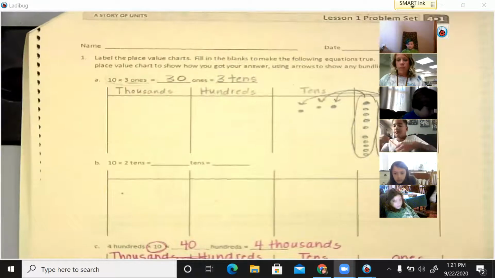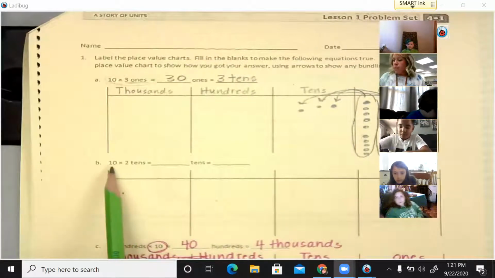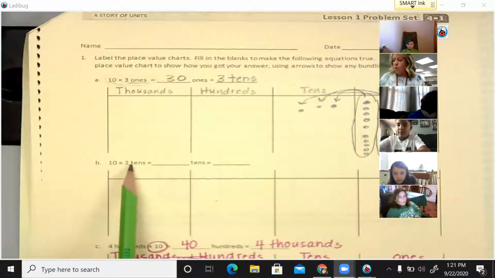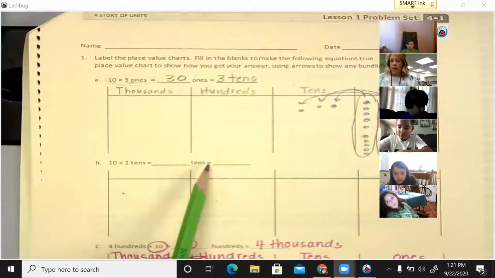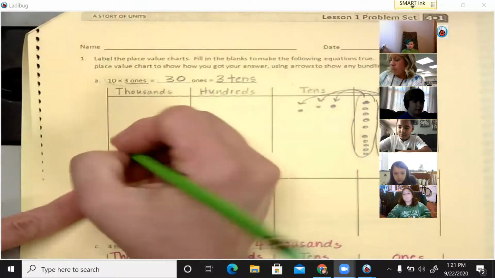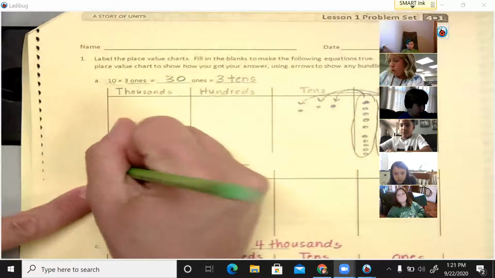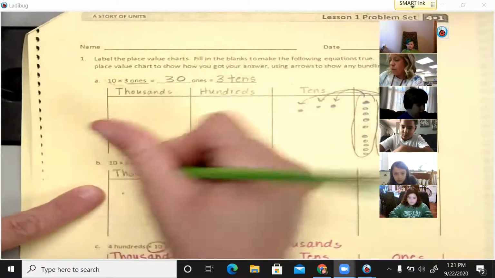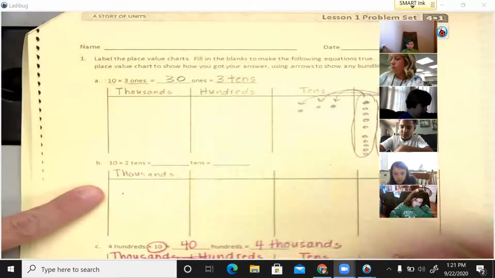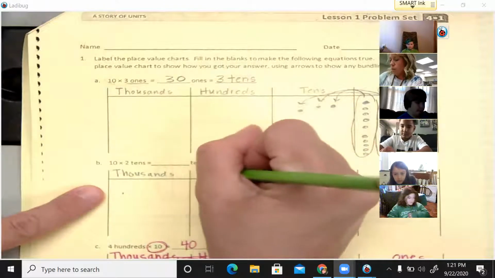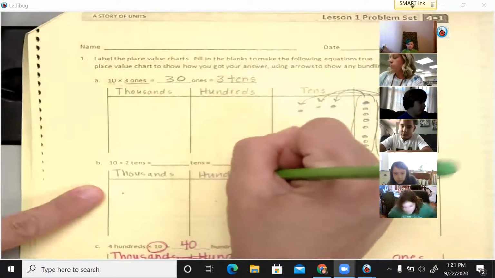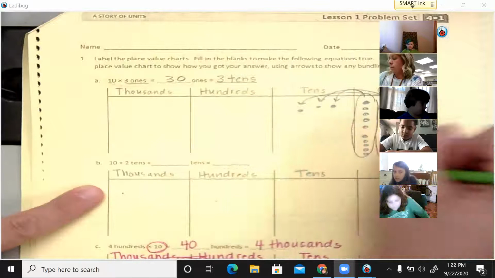Okay, let's move on to letter B. 10 times 2 tens equals blank tens equals blank. So let's go ahead and label our place value chart again. We haven't been going bigger than thousands in this lesson. So we have thousands, hundreds, tens, and ones.